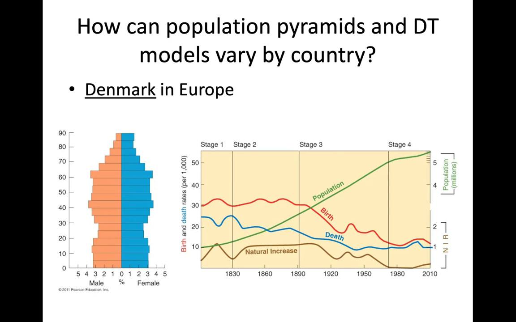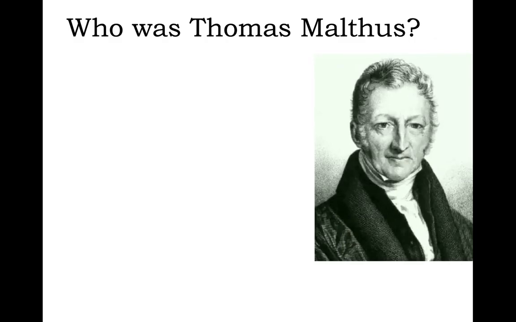This page shows what Denmark in Europe is like for population pyramid and demographic transition model. As you can see, Denmark is in stage 4 of the demographic transition model. Its population pyramid shows stage 4 because it's pretty even when you look up and down the pyramid. There's not a huge gap on either side. You have about the same number of old people as you do young people. Therefore, your natural increase rate is going to be near 0. Your population is going to remain even.